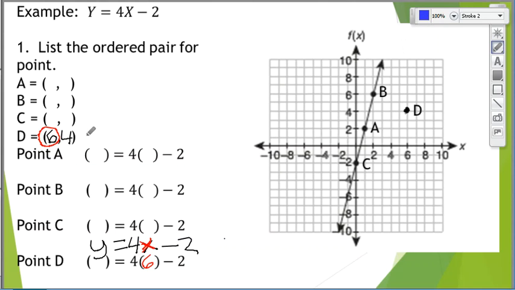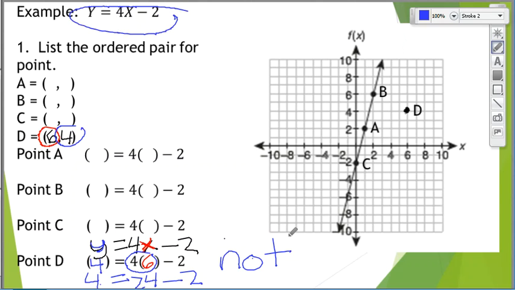The y for our ordered pair is 4. So instead of this y, we're going to plug in 4. Now, 4 times 6 is 24. 24 minus 2 is not equal to 4. Point D is not on this line.